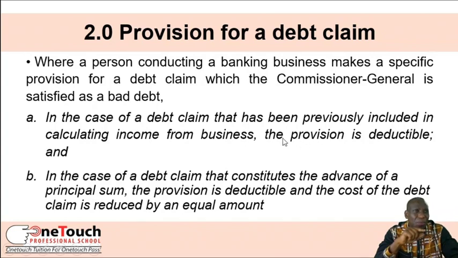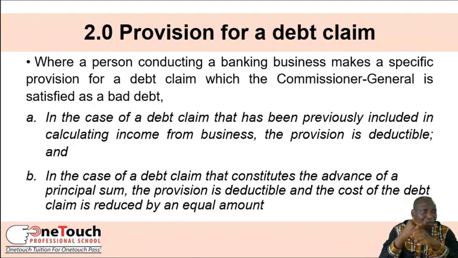The provision previously included in calculating income; "previously" means the year before the year under consideration. This is one thing I want you to note. Very important. In that case, the provision will be deductible. So two issues here. Number one, it must be a specific provision of a debt claim which the Commissioner General is satisfied is bad. And it must relate to prior basis periods or prior years. Then in that case, it will be allowed as a deductible expense for the year under consideration.